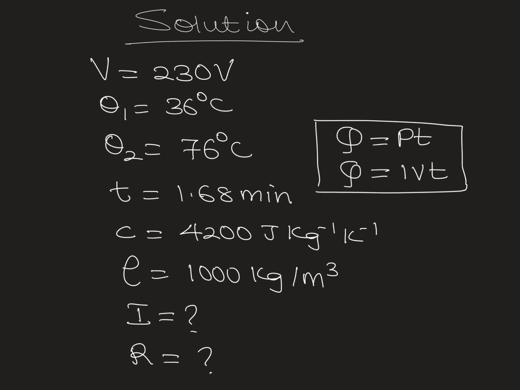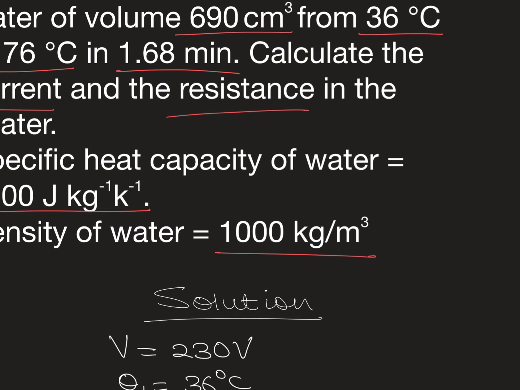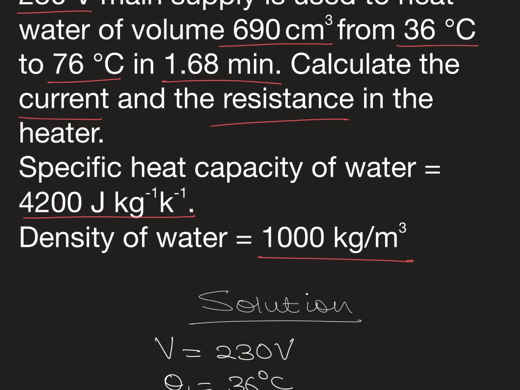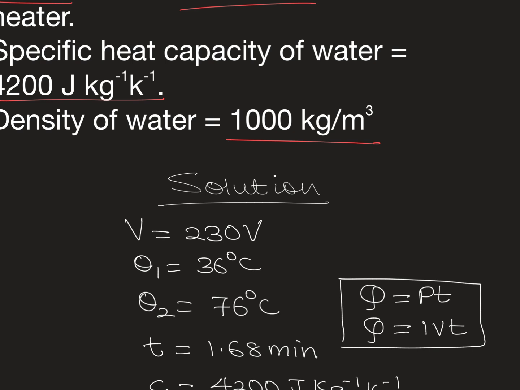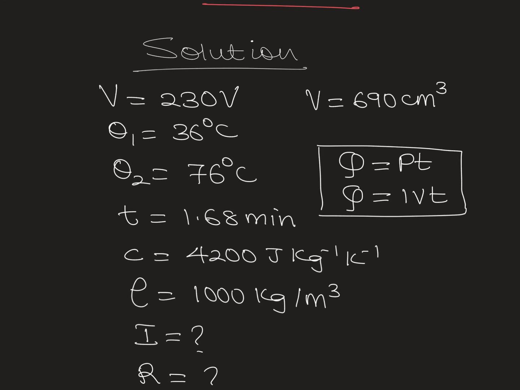We can find the mass because we know the density and the volume is given in the question. The volume given in the question is 690 centimeter cube. So let's write that down: volume is equal to 690 centimeter cube. When volume and density are given, mass can be calculated.